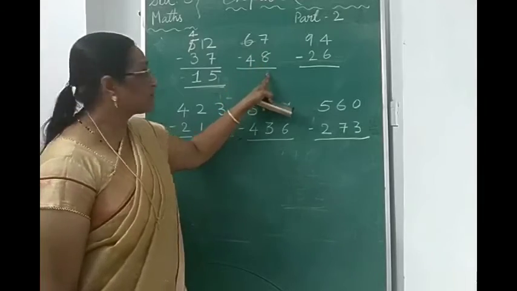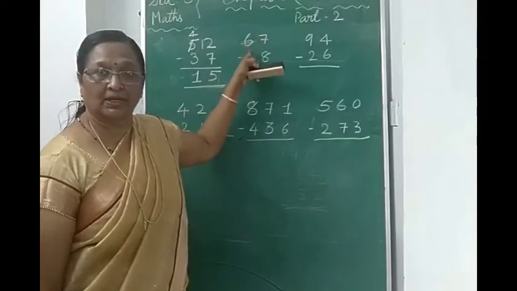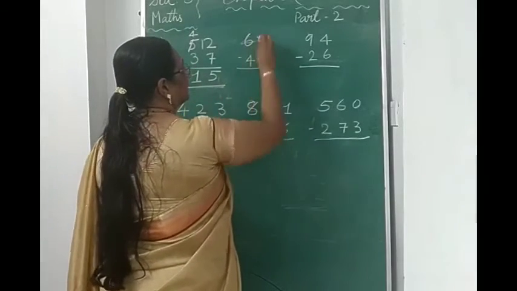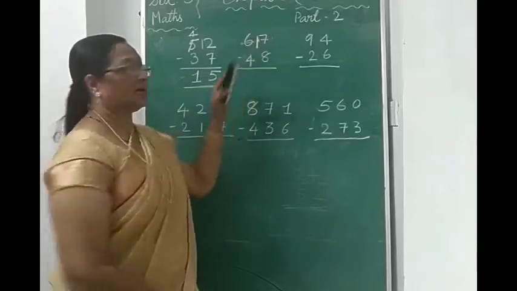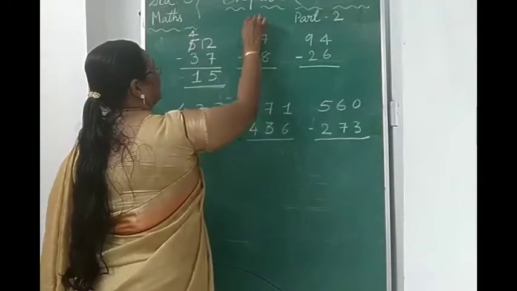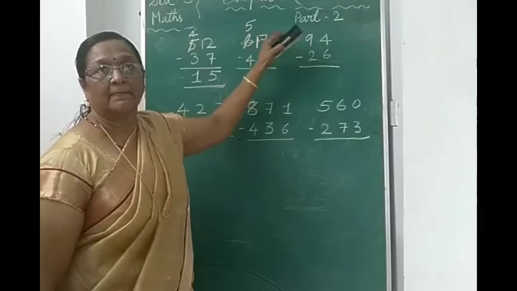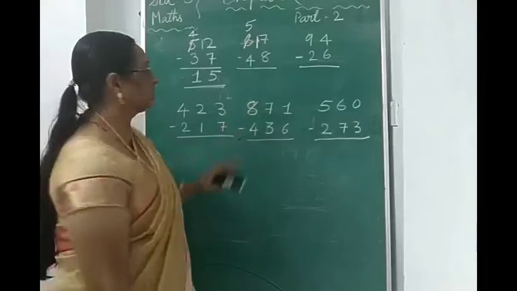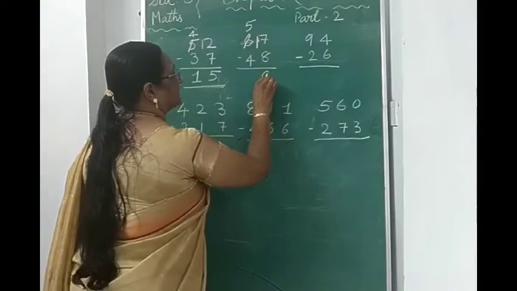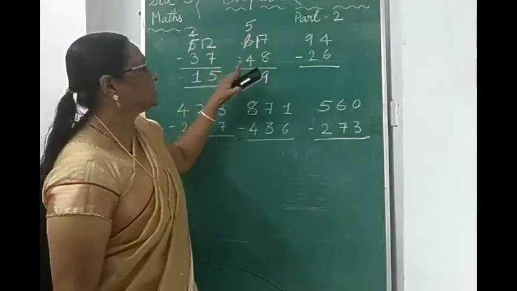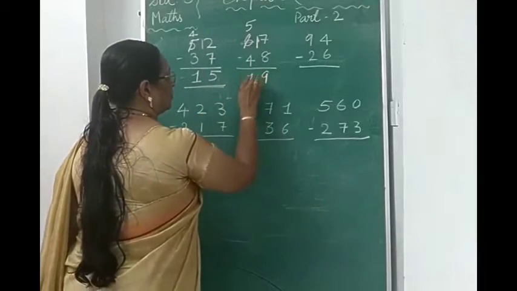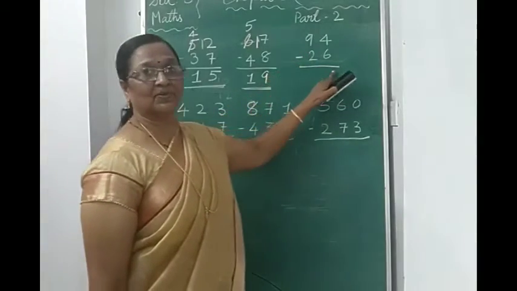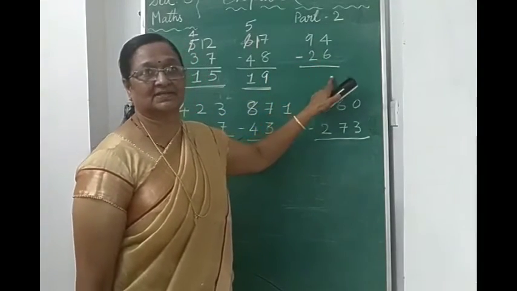So 7 is small and 8 is big. We cannot subtract, so we have to take 1 ten from here, so it becomes 17 ones. And here it is 5. Okay, 17, we have to minus 8 from 17. How much you are getting, children? 9. Isn't it? Then 5 minus 4, we are getting 1. So what is your answer? 19.